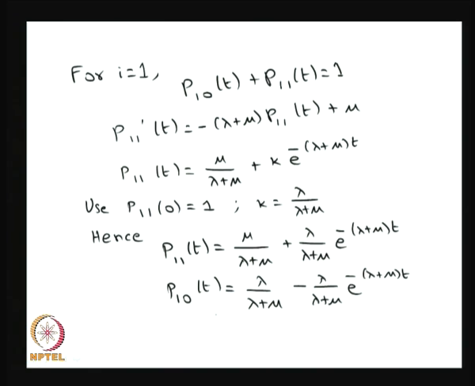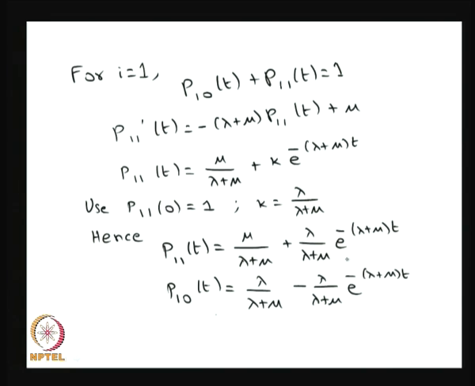Now, I have to solve this differential equation. The unknown is P11 of t. I have to use the initial condition P11 of 0 is equal to 1. Using that, I will get P11 of t is equal to mu divided by lambda plus mu plus some constant k times e power minus lambda plus mu times t. That constant I can find using this initial condition. Therefore, k is equal to lambda divided by lambda plus mu. So, substituting k equal to lambda divided by lambda plus mu in this equation, I will get P11 of t.